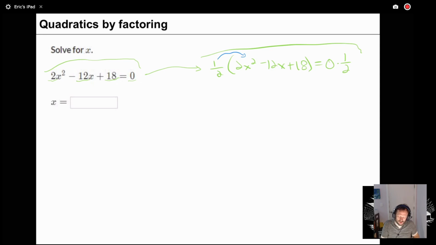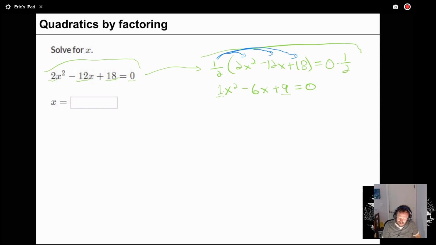Again, I distribute the 1/2 to each of the three terms, and I get 1/2 times 2 is just 1, minus 6x plus 9 equals 0 times 1/2 is just 0. I have an expression with my leading coefficient, the number in front of the x squared. What can I put there without changing the value? If I put a 0, 0 times x squared, the x squared would disappear. If I put a 2, well, 2 times x squared is different from just x squared. The only thing I can put there without changing the value is a 1.